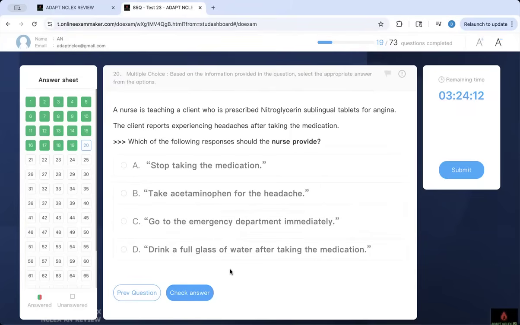And next is teaching a client who is prescribed a nitroglycerin sublingual tablet for angina. The client reports experiencing a headache after taking the medication. Which of the following responses should the nurse provide? Stop taking the medication, take acetaminophen for headache, go to the emergency department immediately, or drink a full glass of water after taking the medication. You saw a similar question.